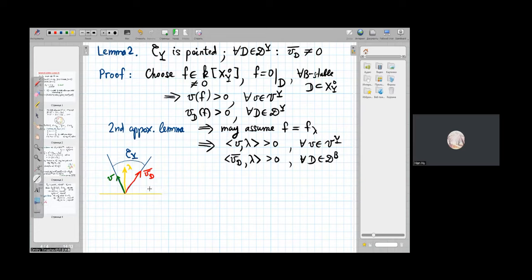So this means in particular that it is pointed, and also by these inequalities we see that all these vectors are non-zero. They are all in this half space. So the lemma is proven, and this ends the first half of my today's lecture.